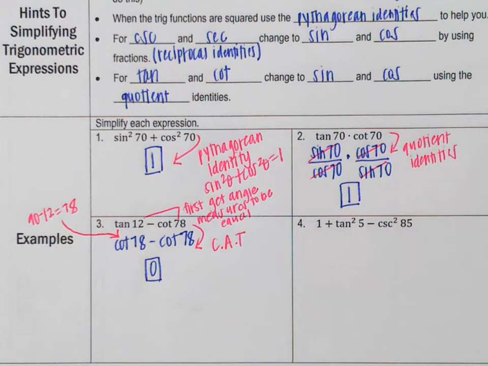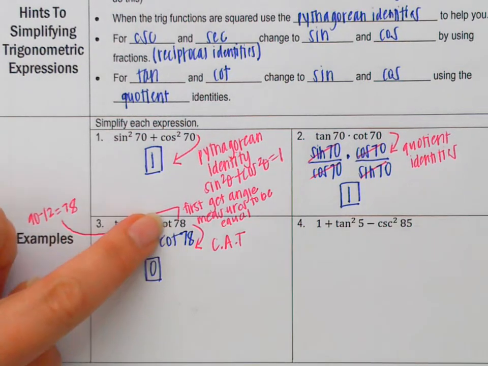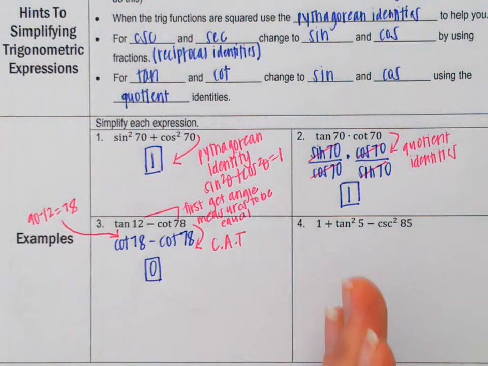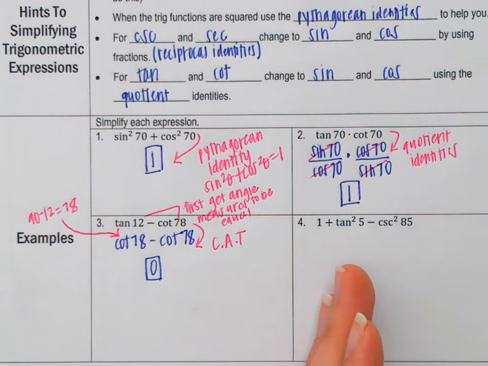So at this point, you should have already thought, okay, what's my first step? And if your first step was to get the same angle measure, then you would be correct. And I actually didn't show you, even though I told you I was. So this one would have been the same, we would have changed this one to tangent of 12, and then tangent 12 minus tangent 12 is 0. So on this one, you could have noticed, okay, 5 and 85 is 90. And so you could have either changed 5 or you could have changed 85. I'm going to change the 5.